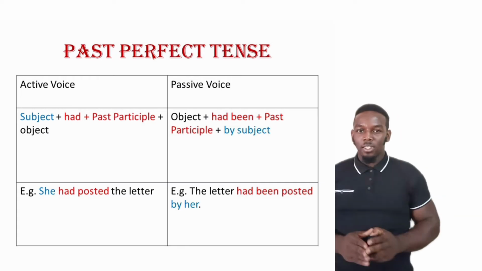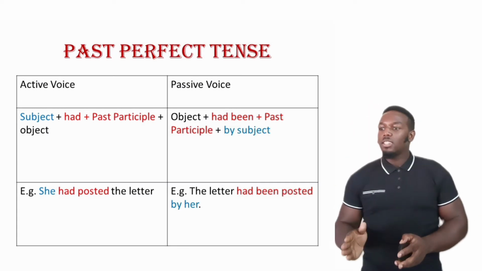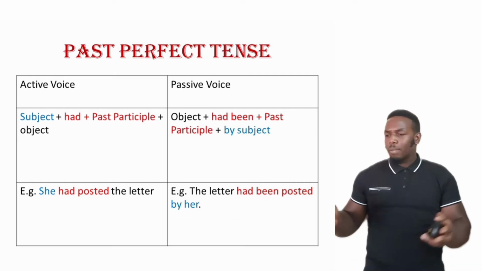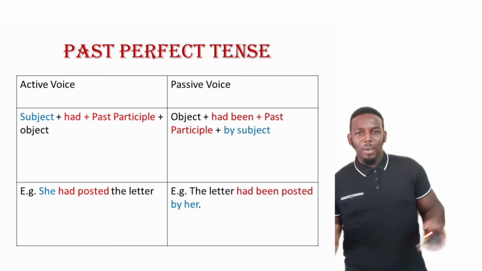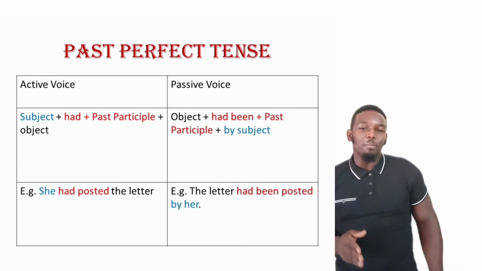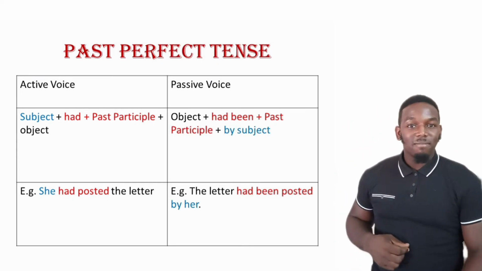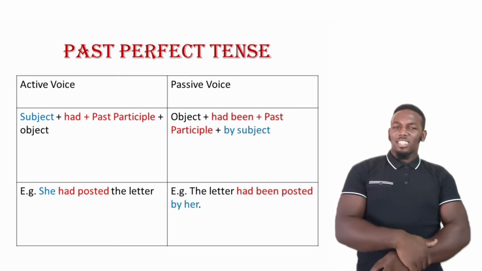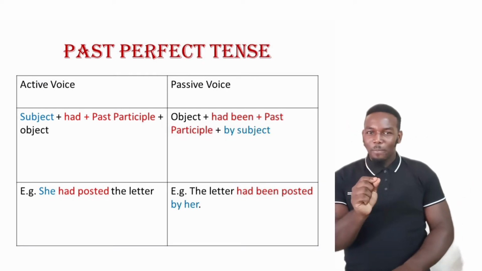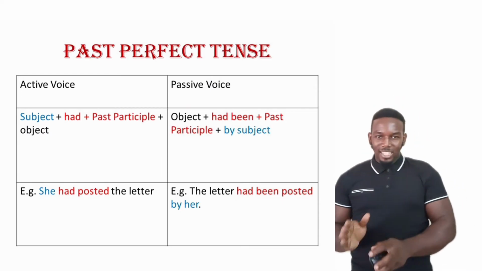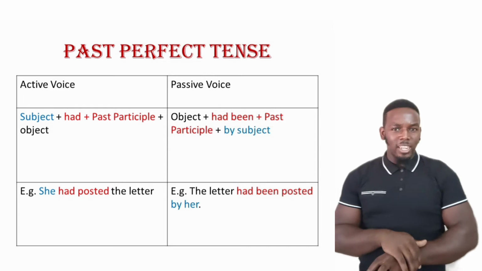So the example goes like this: she had posted the letter. Very active. But if you want to be passive, you would say something like this: the letter had been posted by her. And we're getting the gist here. Don't worry, I'm going to give you some time at the end so you can do your own conversions from active to passive. But pay attention to me right now, okay?